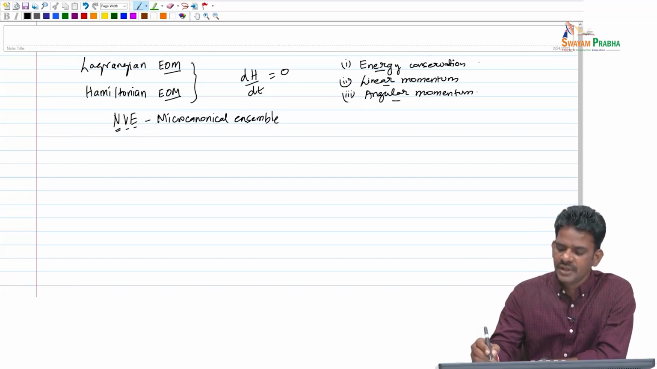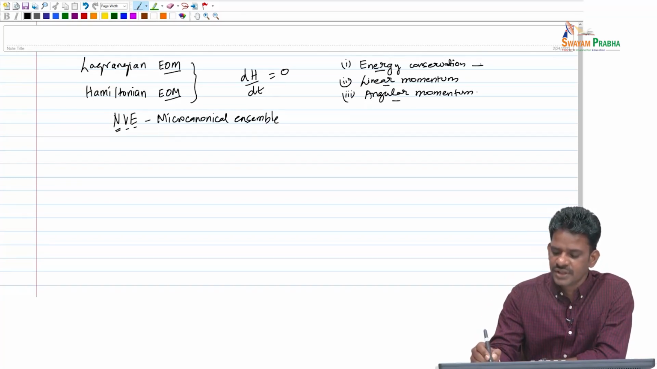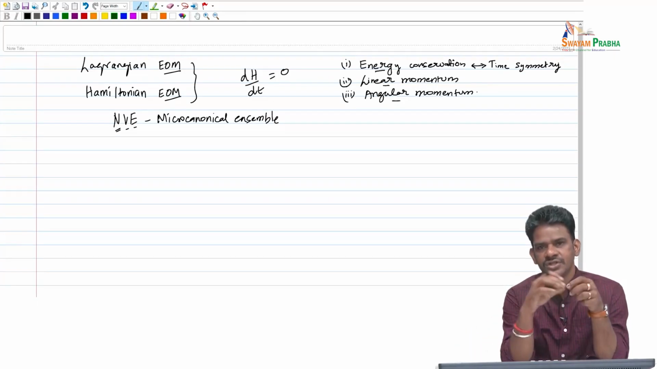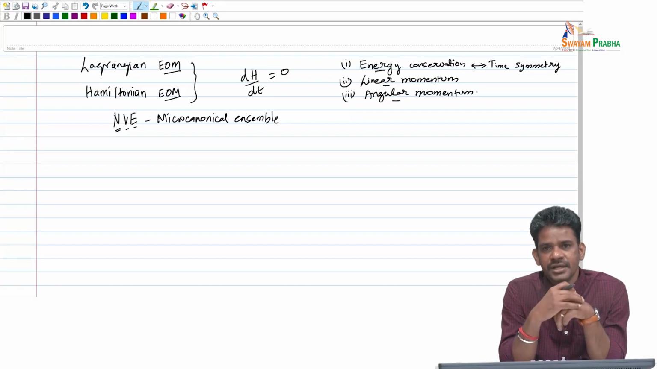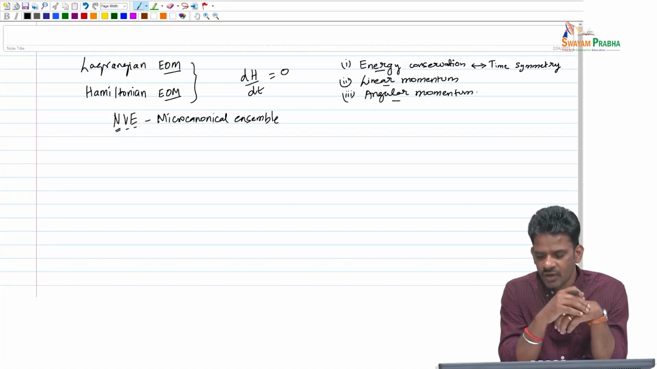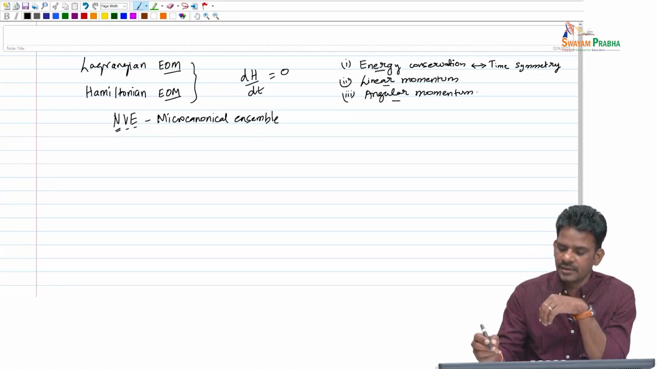Okay. For example, this energy conservation law comes from the time symmetry or time reversal symmetry. That means, if I take the trajectory of a system, and at any point I just reverse the momentum of all the particles, then the system will go backward in time, tracing the initial state itself. I will talk about that a little later, elaborately.